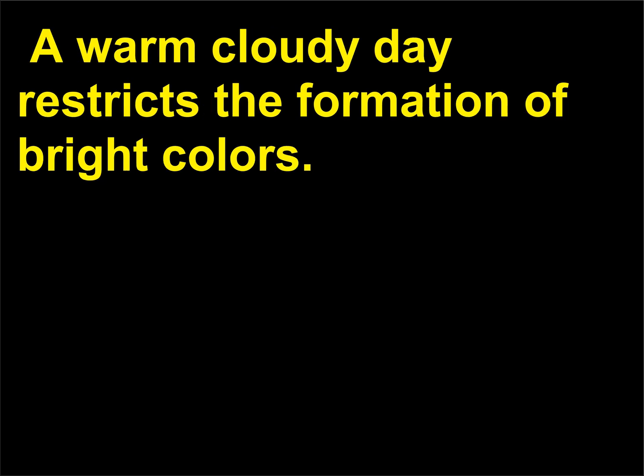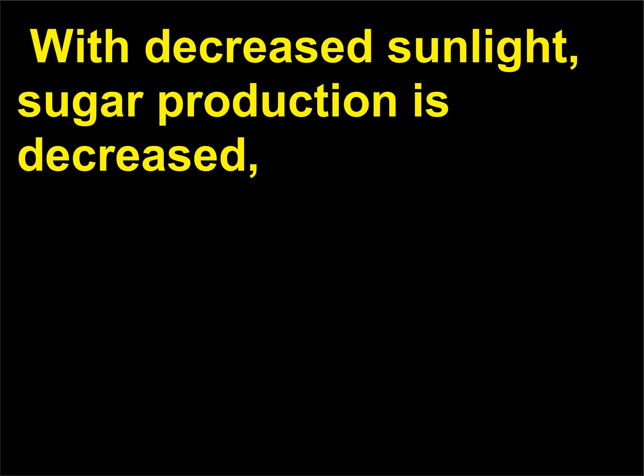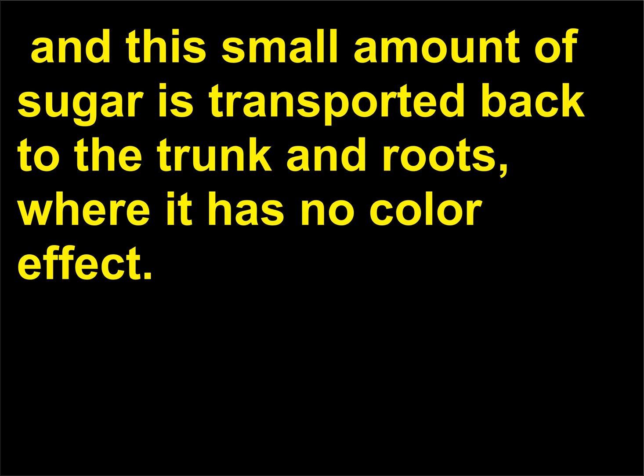A warm cloudy day restricts the formation of bright colors. With decreased sunlight, sugar production is decreased, and this small amount of sugar is transported back to the trunk and roots, where it has no color effect.